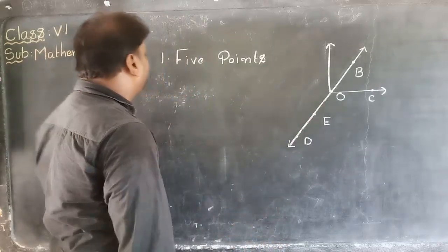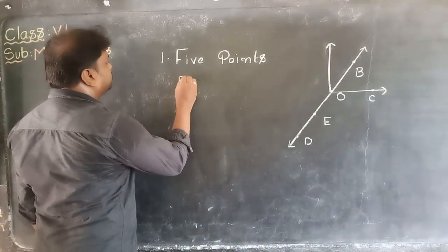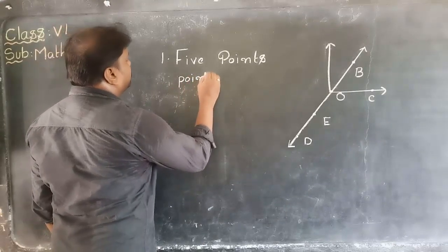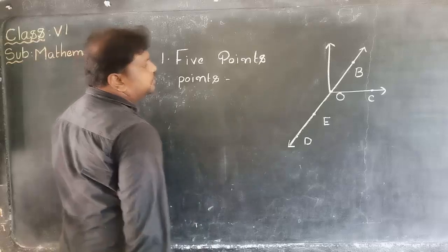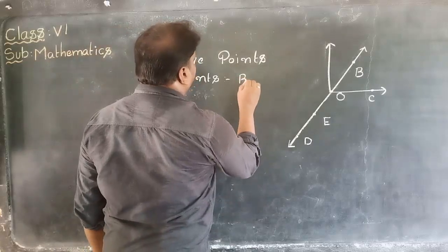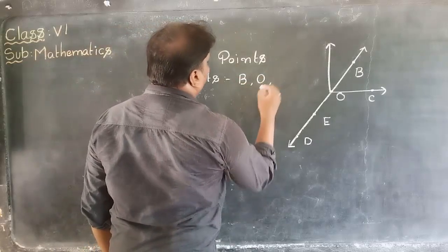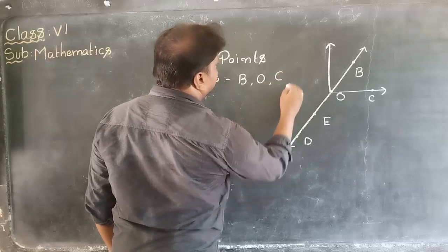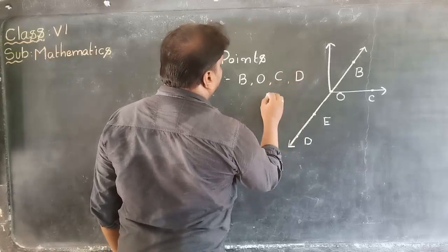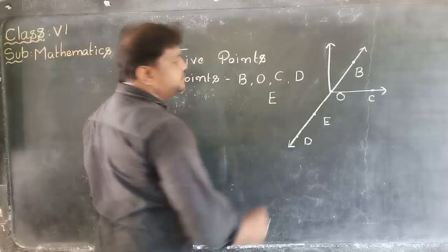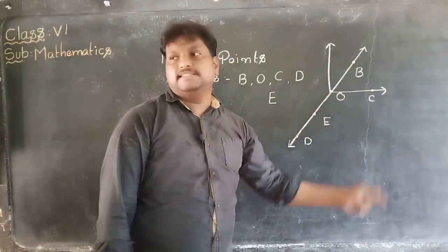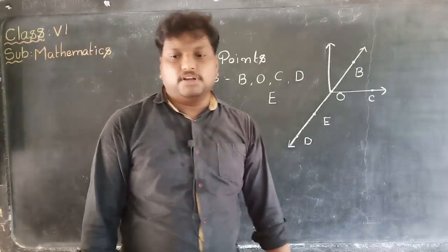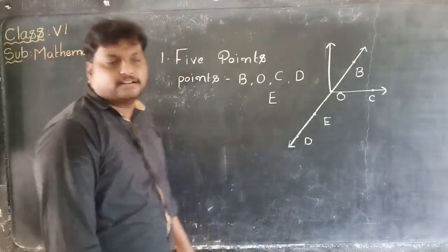Here, what are the 5 points? The points are B, O, C, D and E. These are the 5 points: B, O, E, D and C. Okay, next question, a line.